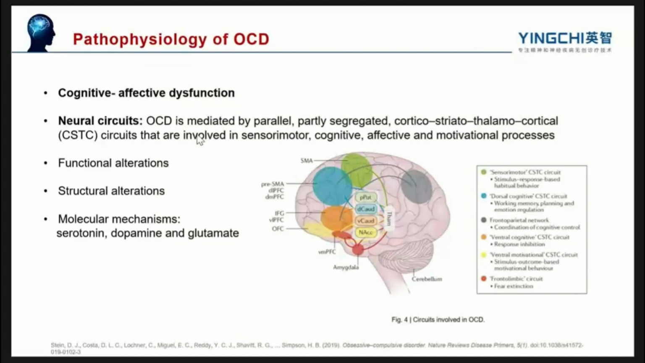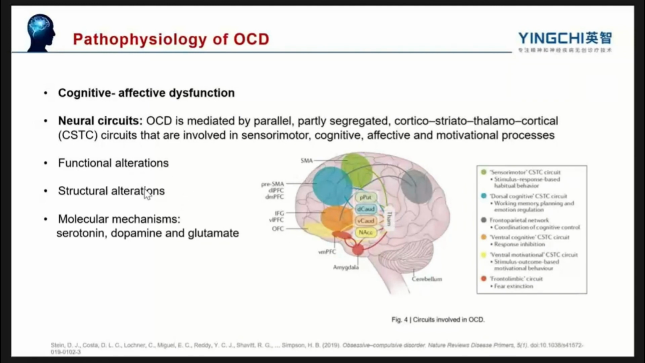And circuits can act in parallel or partly segregated. For example, you can look through this picture. And in this circuit, we can divide it into different partial circuits. For example, the sensory motor circuit, and it's highly related with our stimulus response based habitual behavior. And the dorsal cognitive circuit, it's related with the working memory, planning, and emotion regulation. So, according to this circuit, we can also choose different treatment paradigm. For example, we can choose different targets.